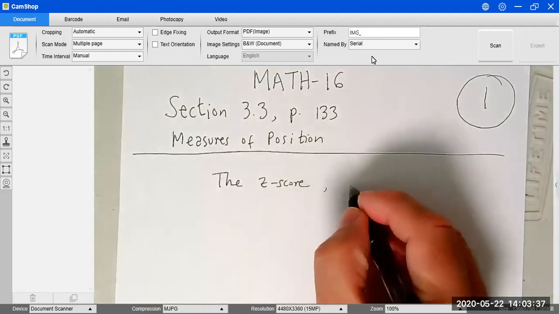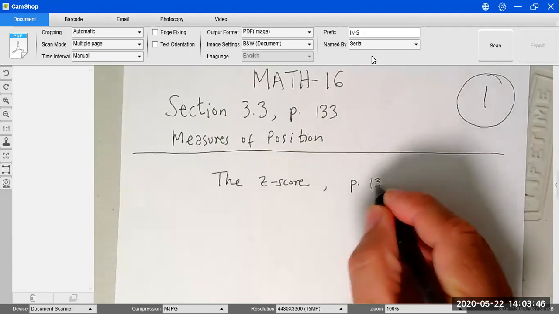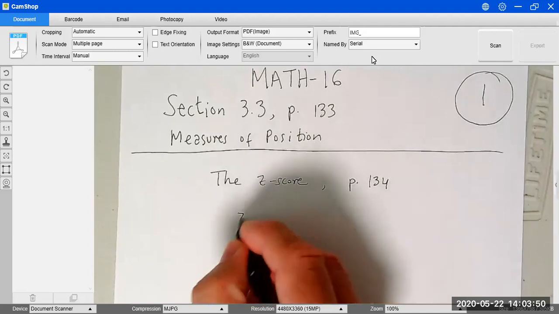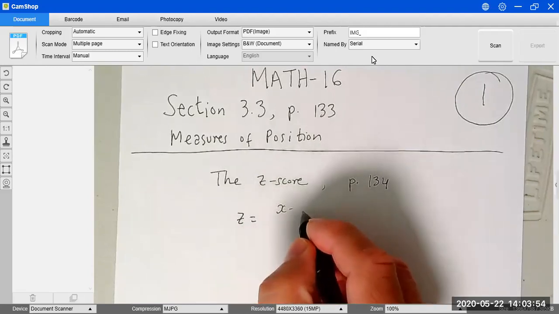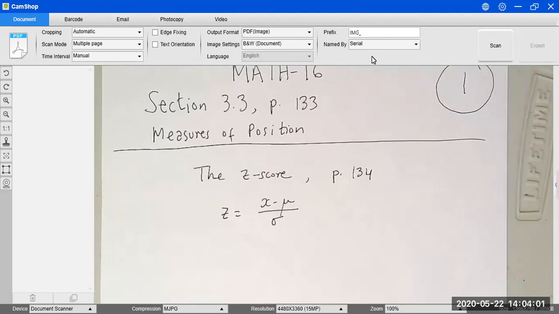the z-score is defined on page 134, and there is a formula for that. So the z-score is just a value minus the mean of the population over the standard deviation of the population.